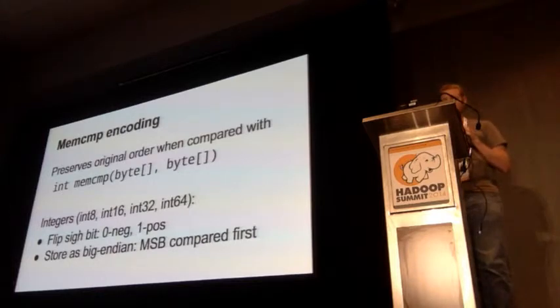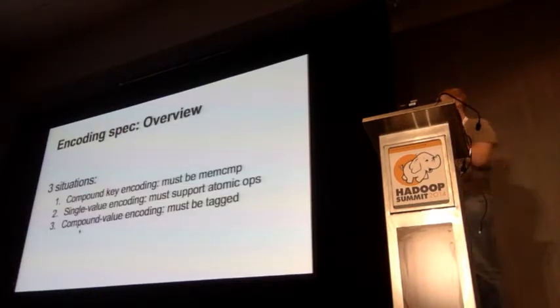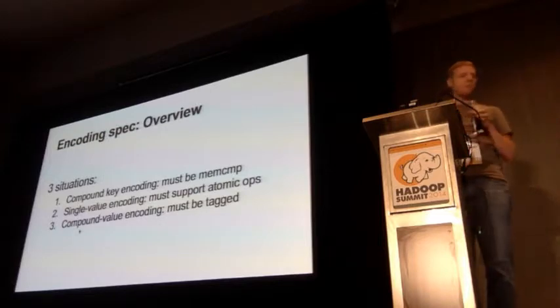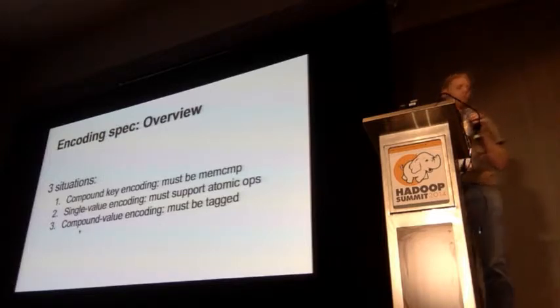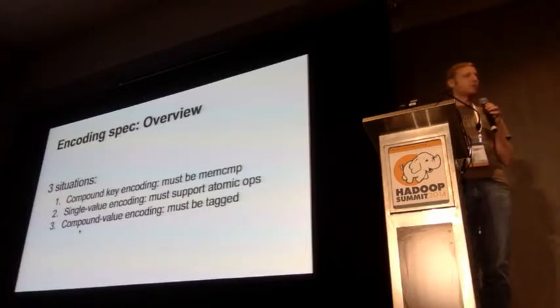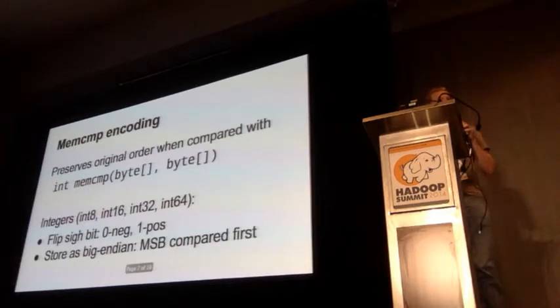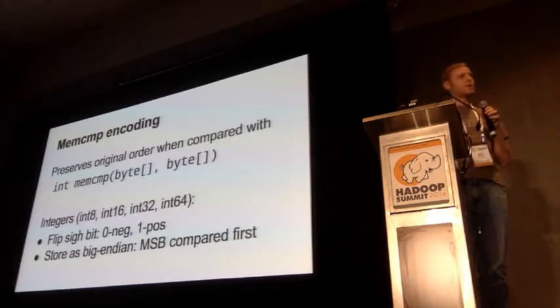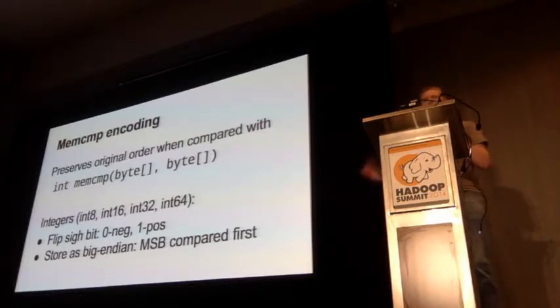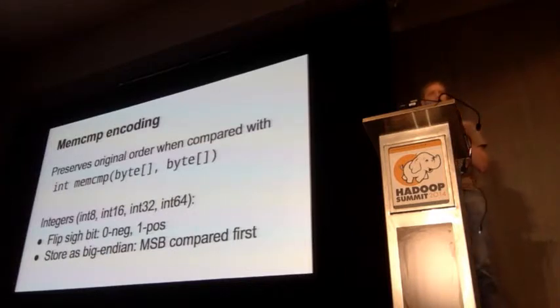So we actually define for these three situations two encodings. The mem-comparable encoding is used for numbers 1 and 2, and protobuf is used for the third. Just to be clear, the mem-comparable encoding, like I said, we want this to be as simple as possible. We're going to encode a lot of different types through these encodings, and we define three mem-comparable things that we can do.